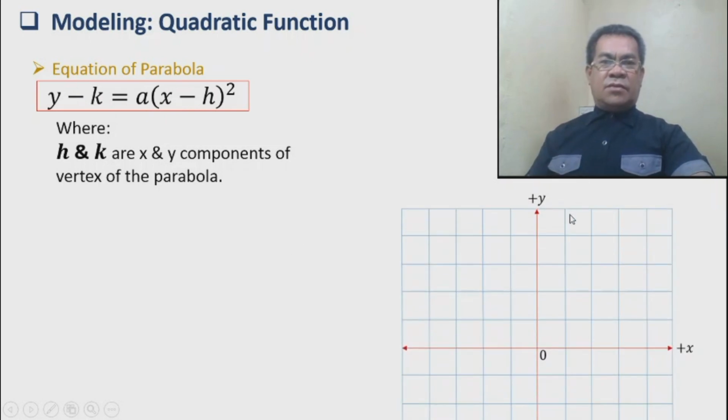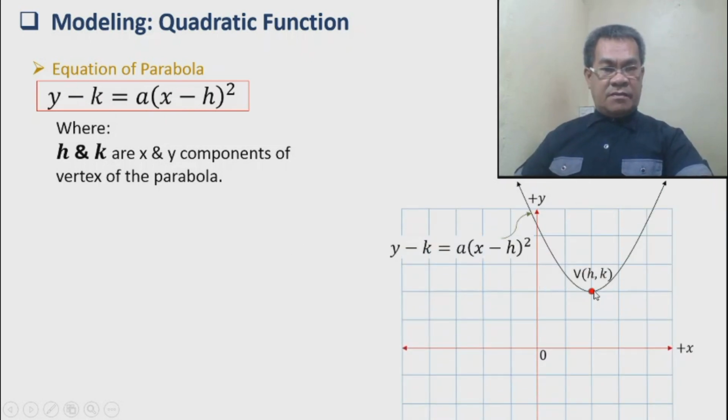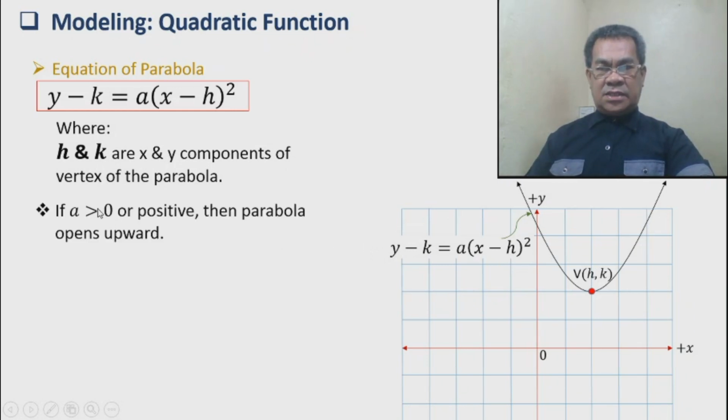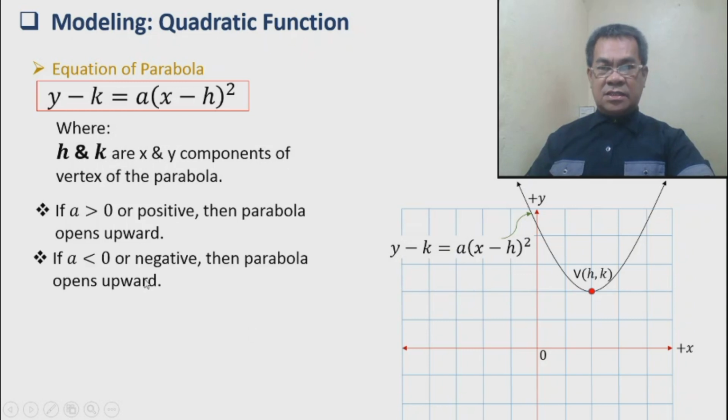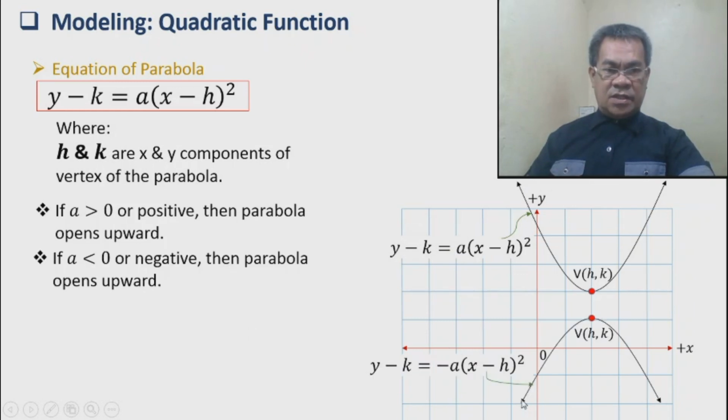Okay, so for example, h is the abscissa of the vertex and k is the ordinate. Suppose the vertex is located in the first quadrant, and the parabola is open upward. So this is the general equation of the parabola. If a is greater than 0, meaning positive, then the parabola opens upward. Now what will happen if this is negative, or less than 0? Then the parabola opens downward.